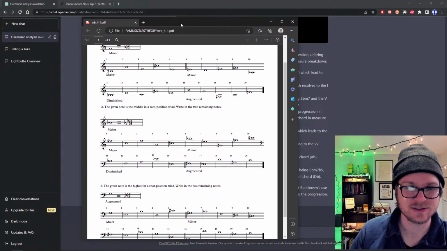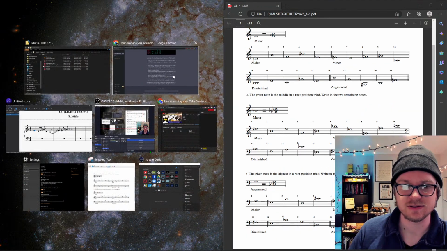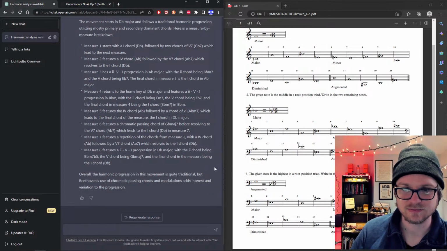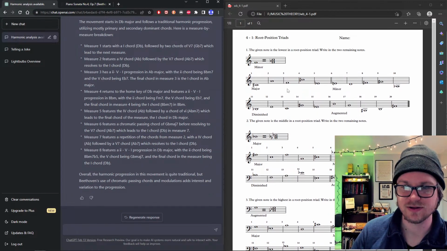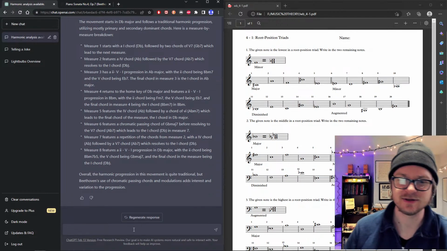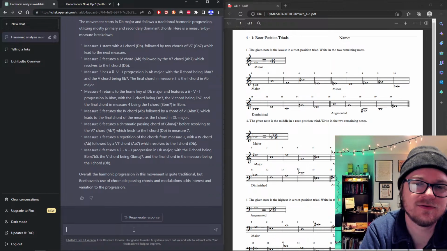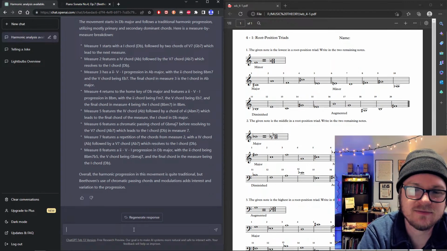Okay, so let's see. Can I do this? I think I'll do this. Okay. All right. So let's just start with... I'm going to actually just see how would I ask it this? Given the 2 notes... Okay, so what this homework is asking for is to build a root position triad based on a given note.